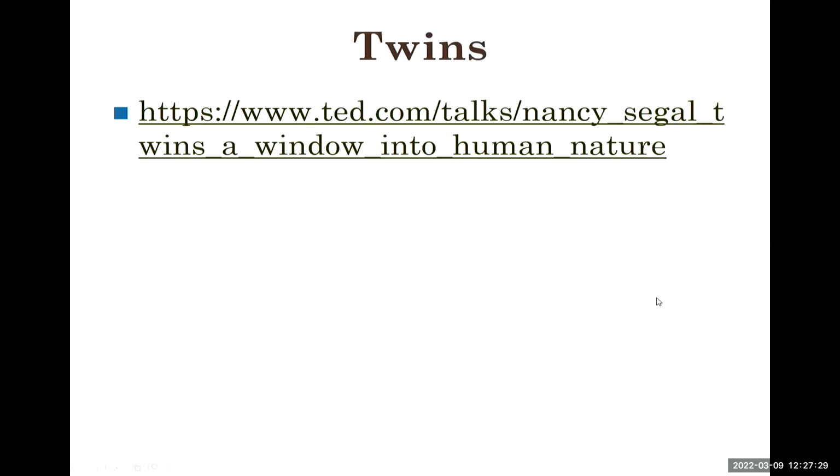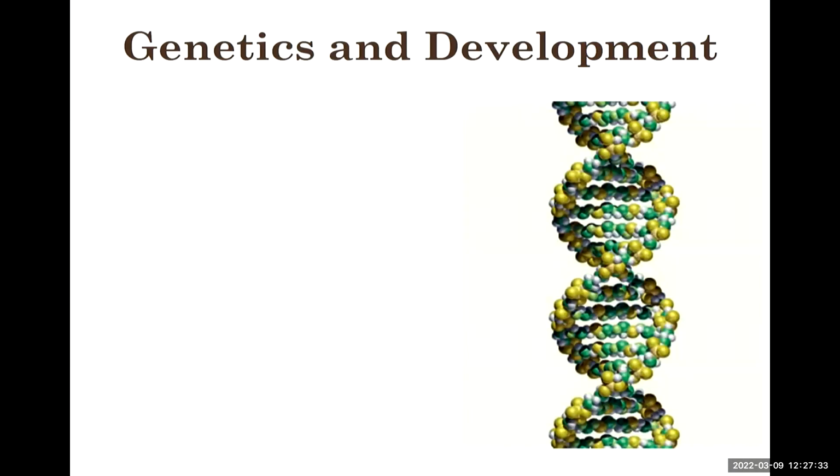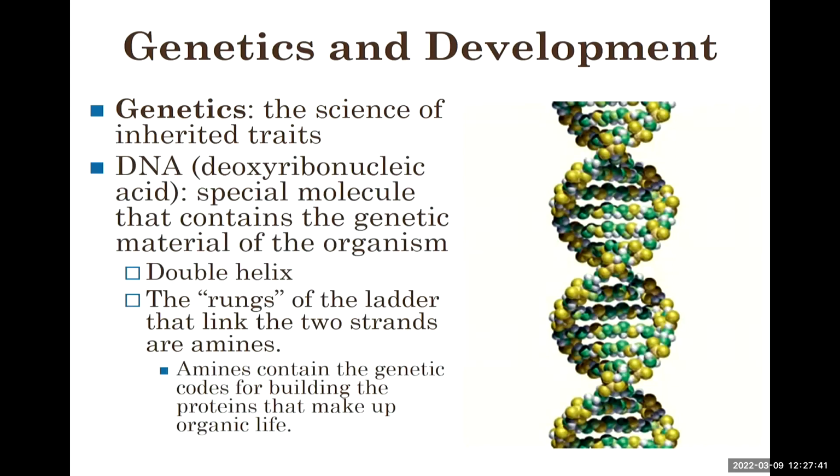So, genetics and development. Here we have the strand of DNA there at the right. Genetics refers to the science of inherited traits. That strand of DNA is a molecule that contains all of our genetic makeup. It's formed in a double helix. The rungs are the ends, and they contain our genetic code.